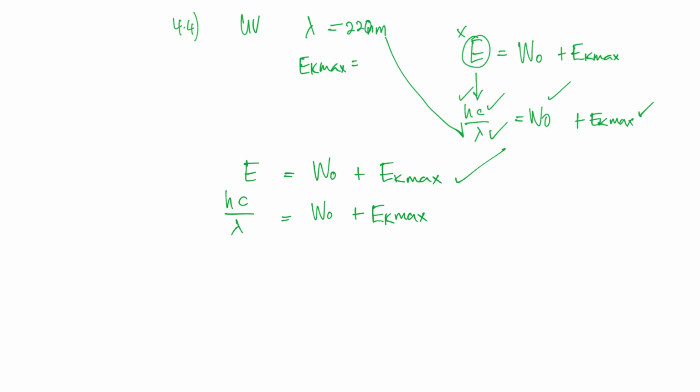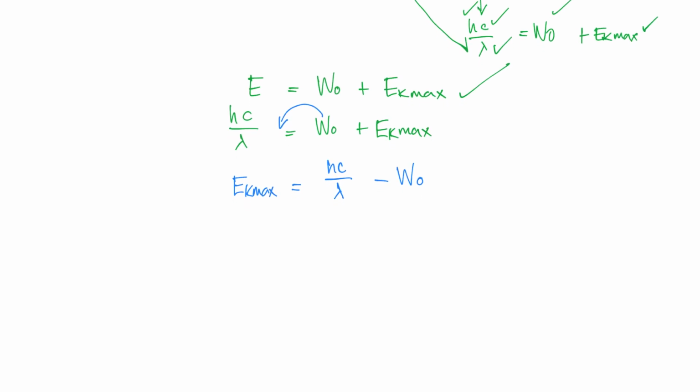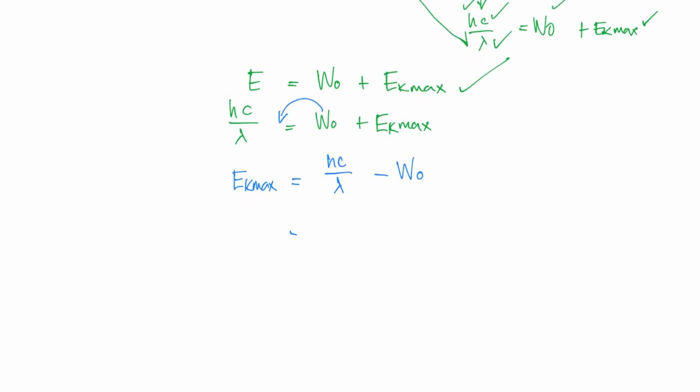What I can do now is manipulate my formula so that I make EK max the subject of the formula. So EK max is equal to HC over lambda minus the work function. All I did was move this over to that side. And this gives me a better formula to put all my information into, so it's easier to put onto the calculator.